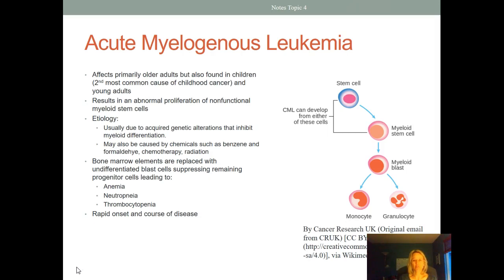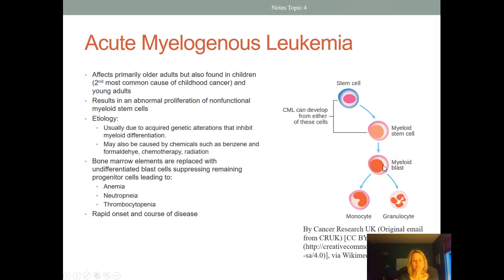Acute myelogenous leukemia affects primarily older adults, but can also be found in children. In fact, it's the second most common cause of childhood cancer. It also affects young adults. And this results from an abnormal proliferation of cells from the myeloid stem cell pathway. Once again, it's acute leukemia, so we get large production of myeloid blast cells.